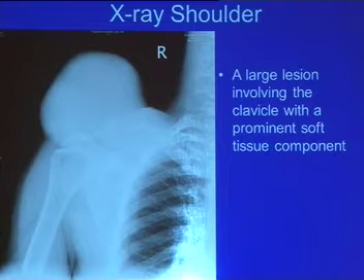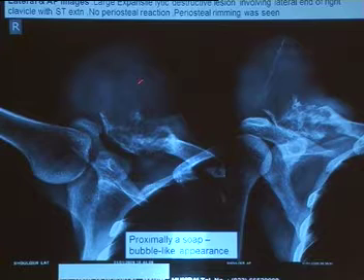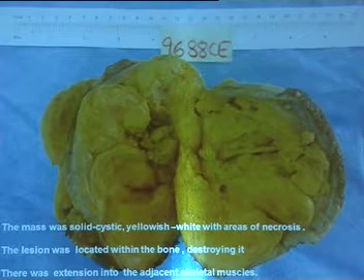And this is how it looked, a large lesion involving the clavicle with a prominent soft tissue component. The lateral and AP images reveal a large expansile lytic destructive lesion involving the lateral end of the clavicle with soft tissue extension. There was no periosteal reaction. The proximal part of the lesion had a very soap bubble-like appearance. And the mass was excised.